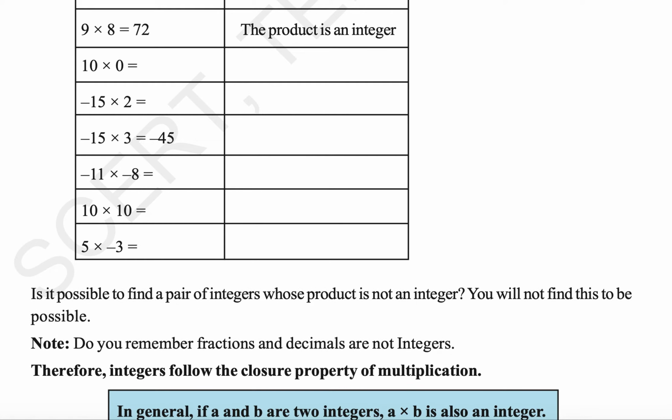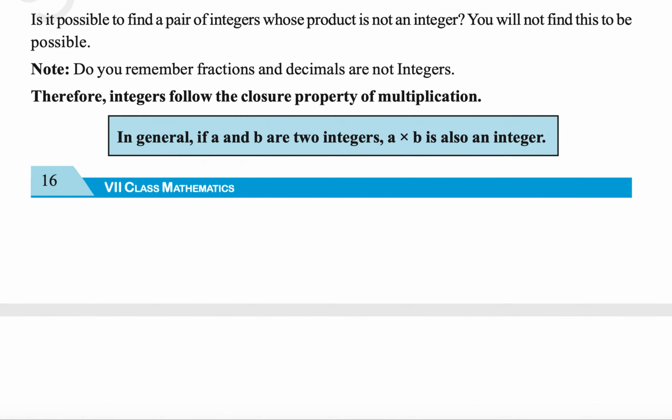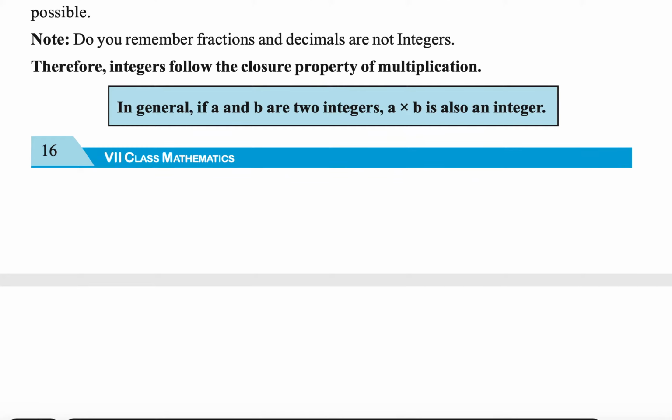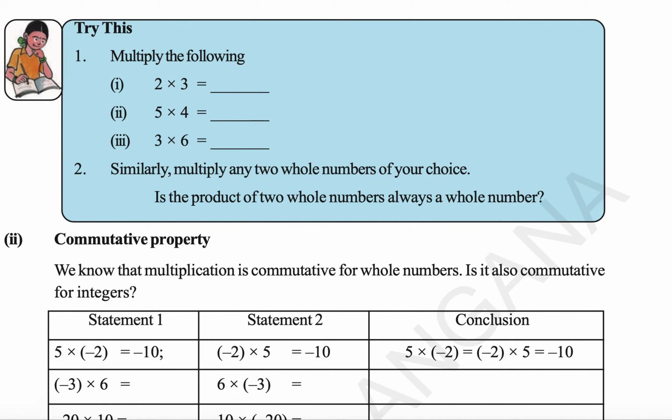Is it possible to find a pair of integers whose product is not an integer? You will not find this to be possible. Do you remember, fractions and decimals are not integers? Yes. Therefore, integers follow the closure property of multiplication. In general, if a and b are two integers, a into b is also an integer.